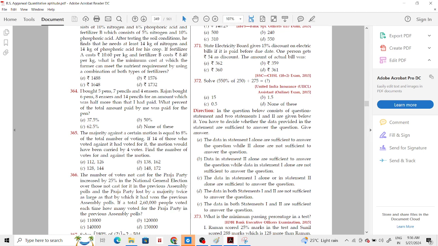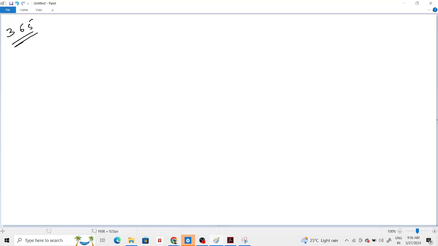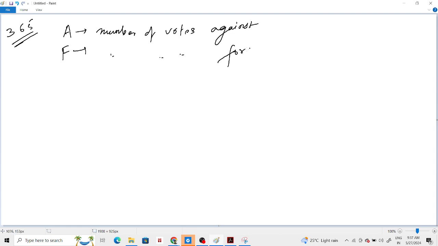Okay, see, the majority against a certain motion is equal to 8% of the total number of voting. If 14 of those who voted against it had voted for it. So let us take that A is the number of votes against, and F is the number of votes for.